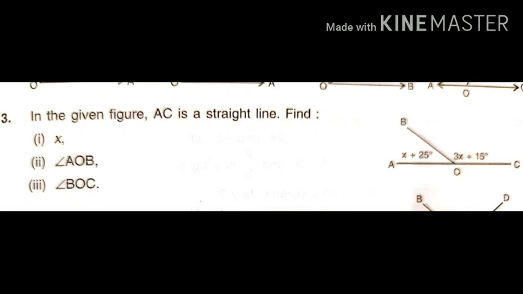Now let us see question number 3. In this question you see AOC means AC is straight line. What is written in book? In the given figure AC is straight line means you have to understand sum of angles in straight line is 180 degree. How many angles are here? Angle AOB is first angle, BOC is second angle. Okay, so x plus 25 and 3x plus 15, these are two angles. Now how to solve? See the solution now.